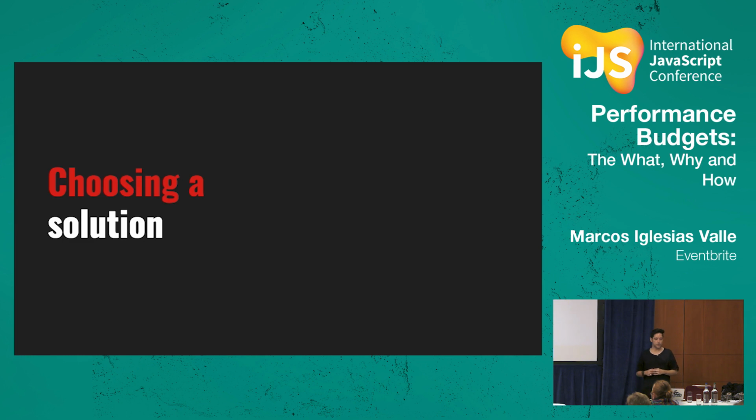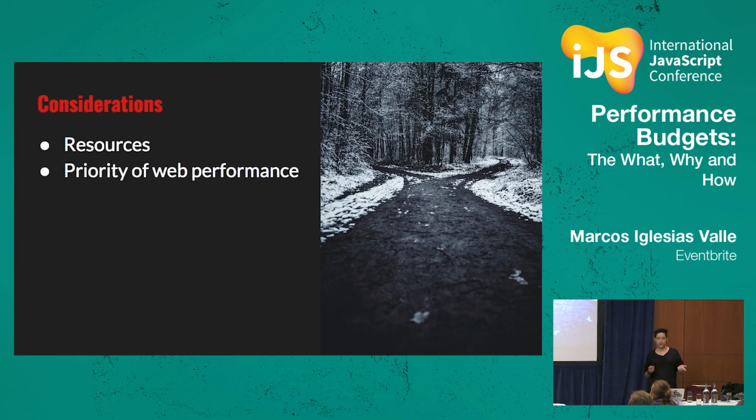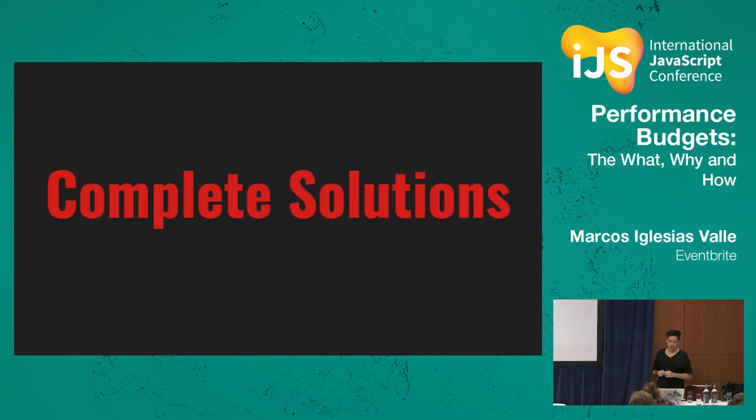Whenever you need to choose between web performance tracking tools, you should probably consider first your available resources, second the priority you give to web performance, and third the budget. So complete custom solutions like the ones that you can create with sitespeed.io will take time and resources from your team. This will be a good investment if you want to prioritize web performance.